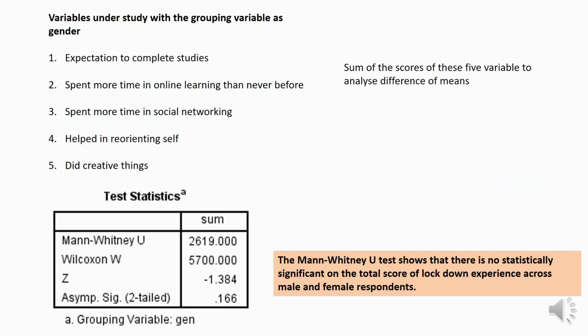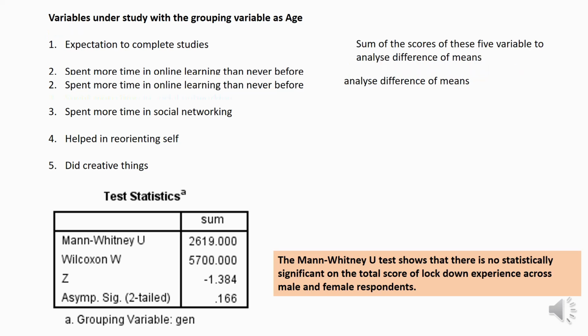When we go to slide number 8, we can see that all the variables are studied under the grouping variable gender. So what is done here is that the Mann-Whitney U test has been used, and we have found out that there isn't any statistically significant relation between these two genders.